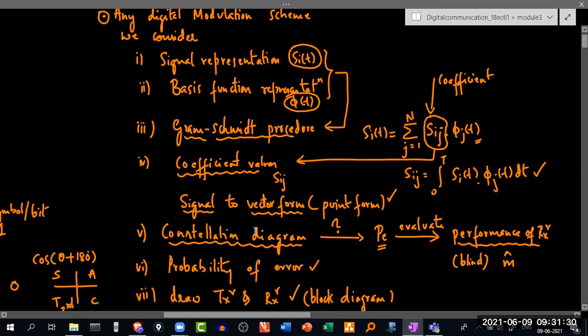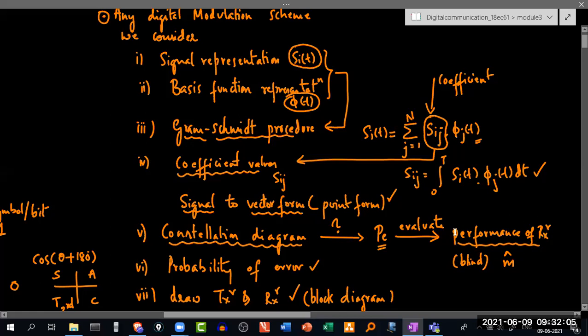Why is this constellation diagram important? From this constellation diagram, we can calculate something called the probability of error, given as capital P subscript E, where P represents probability and subscript E represents the error. Why do I need to calculate this probability of error? With this value, I can evaluate the performance of our receiver.